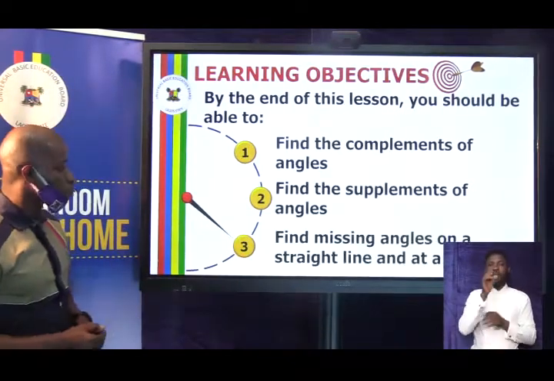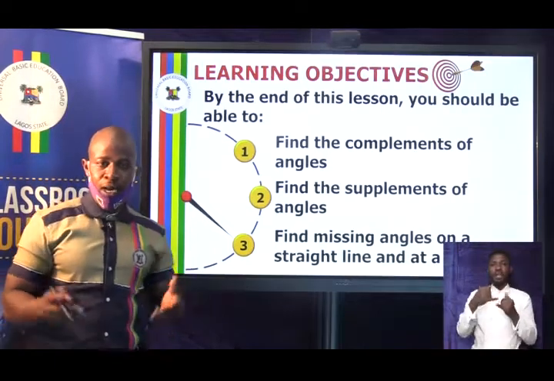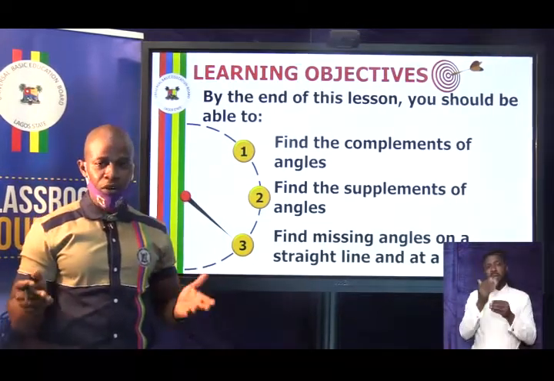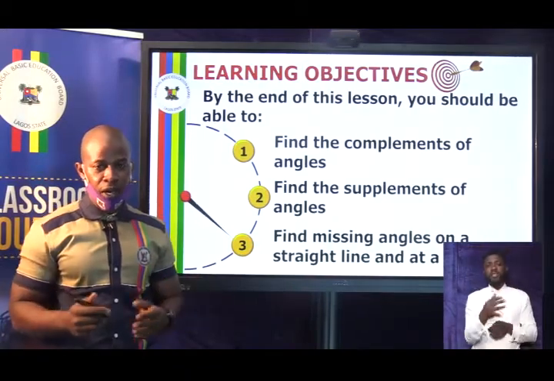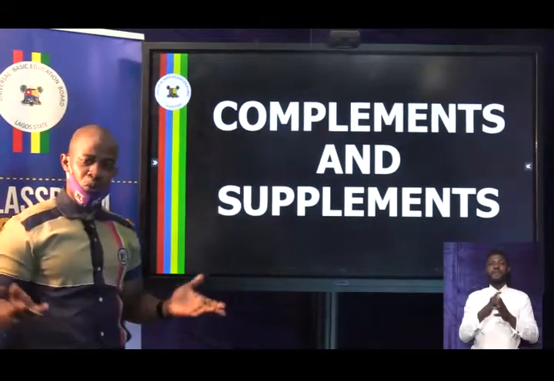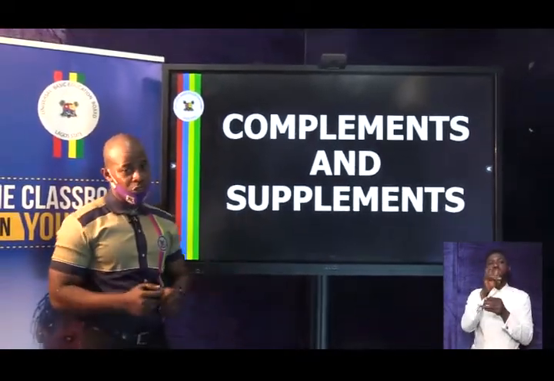Finally, you should be able to find missing angles on a straight line and at a point, using your knowledge of complements, supplements, and every other thing that we have been learning. So let's just move right into it without wasting much time. So what exactly are complements and supplements?